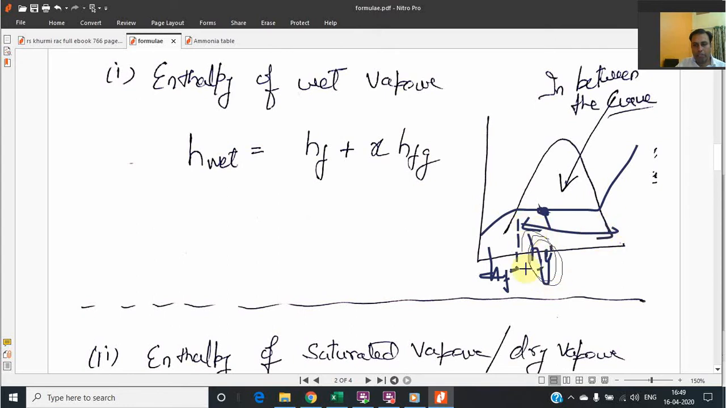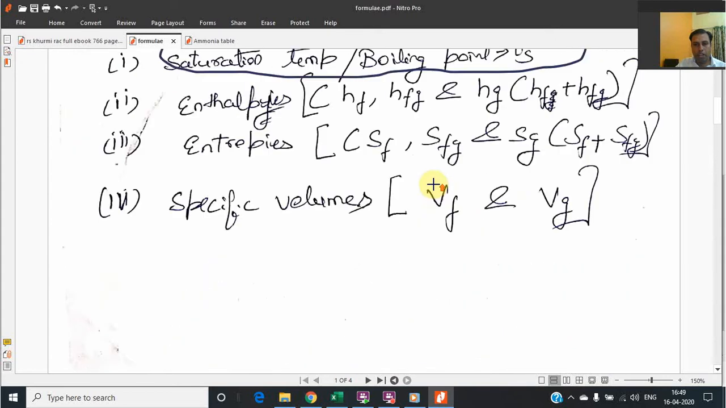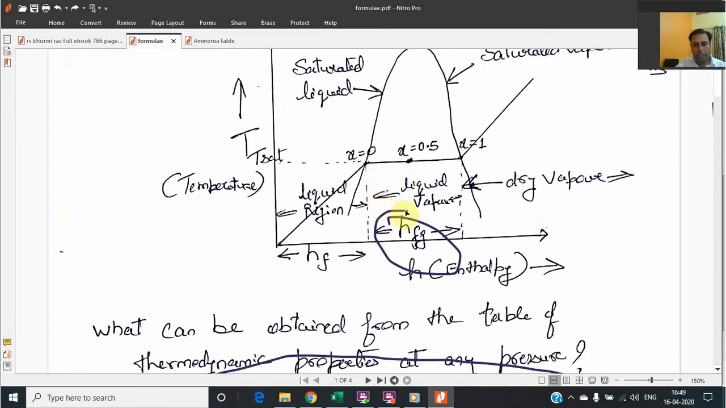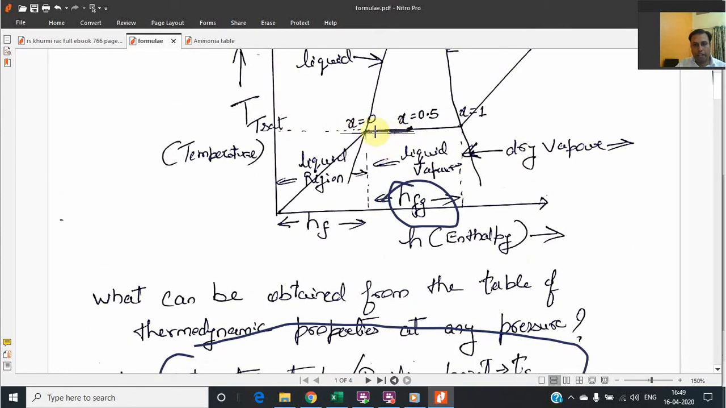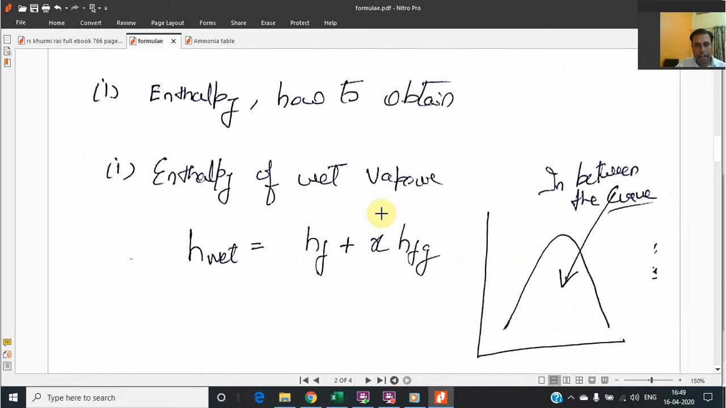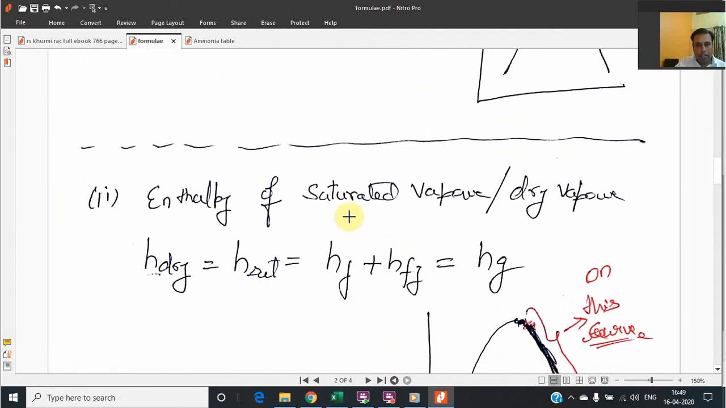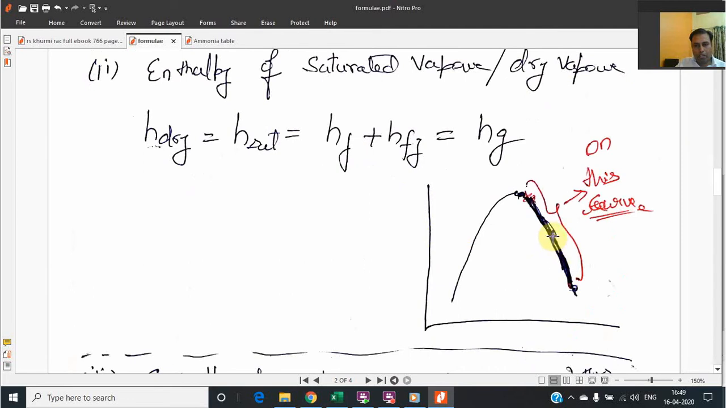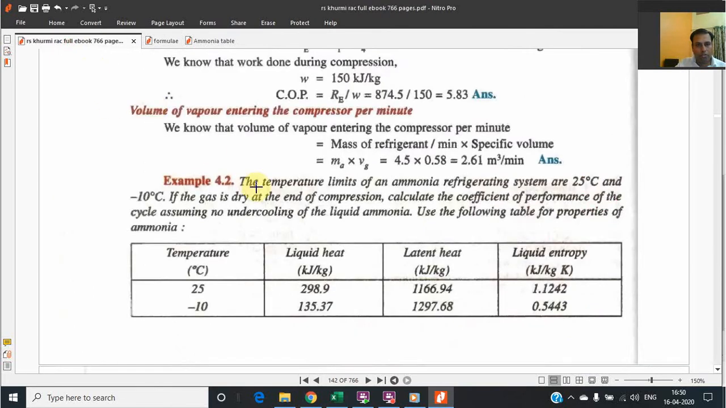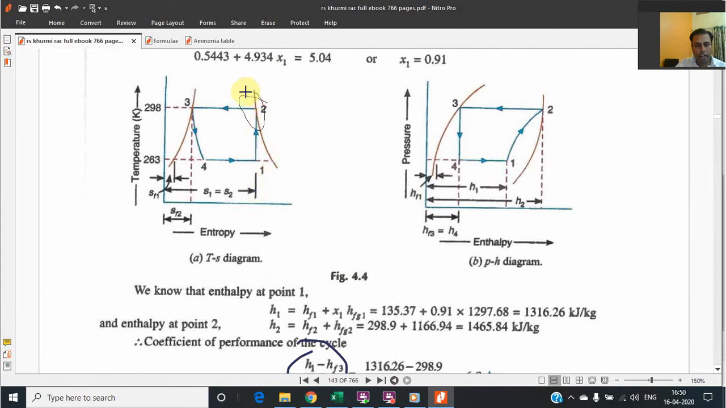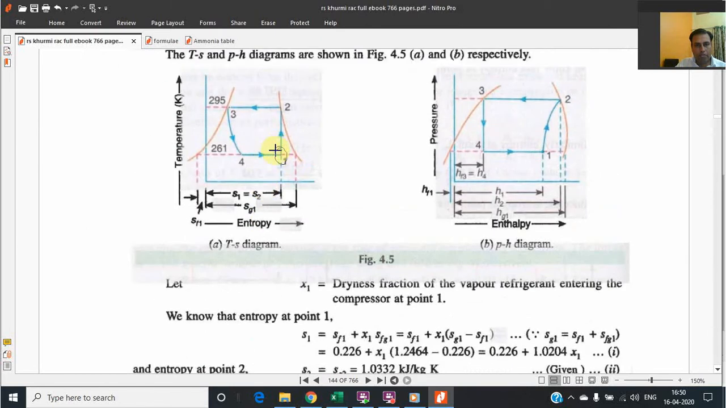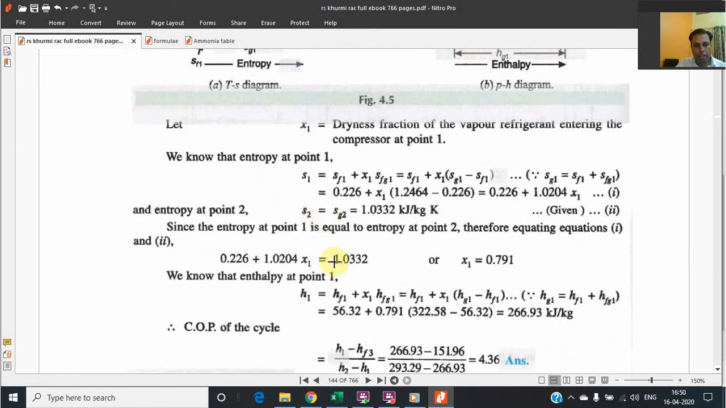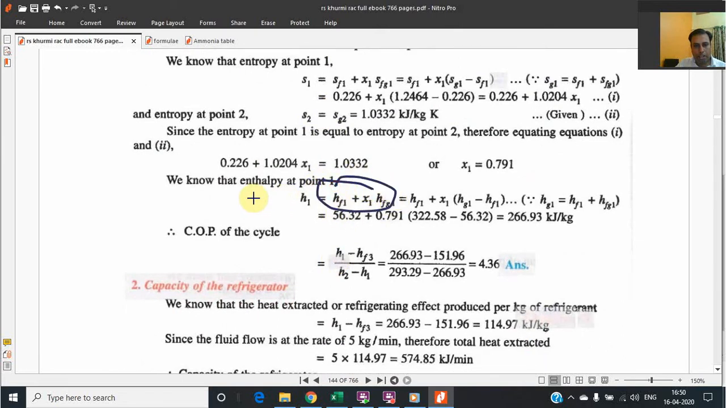We have to take X portion, means a fraction, because the complete length they have shown is HFG. We have to take a certain portion. That's why we are going for X HFG. If the vapor is dry saturated, the point is on this curve itself. It was shown to you in the question also. The first case was, if the point is in between the two curves, then the formula will be HF plus X HFG, that I have told you earlier.